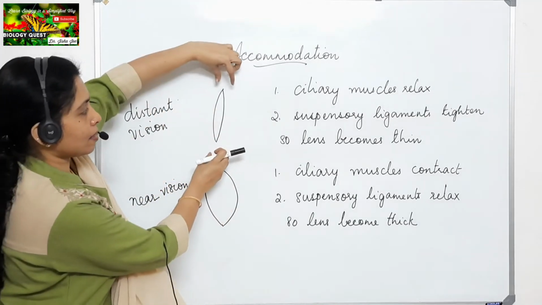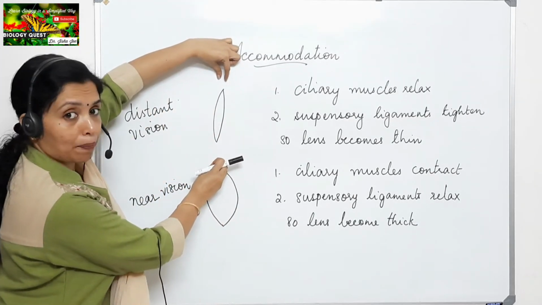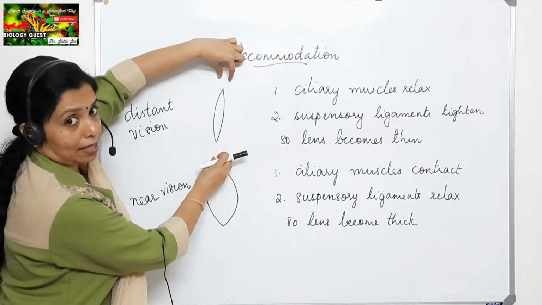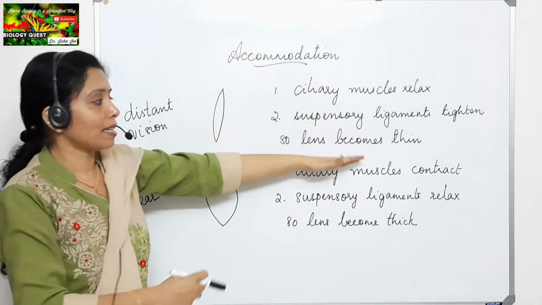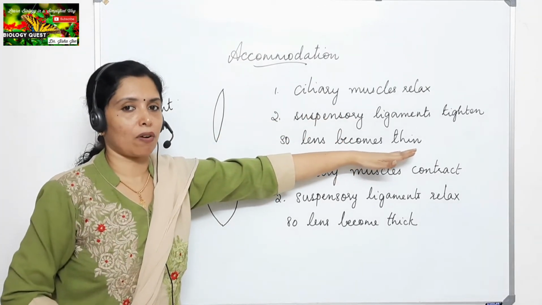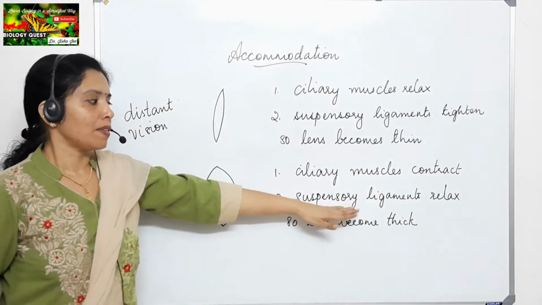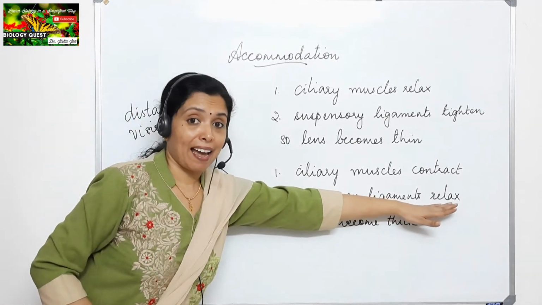Here in this case the suspensory ligaments are tightening up, pulling from both ends, and so the lens is stretched from both ends. That is why it is becoming thin or less convex. Whereas in the second case the suspensory ligaments relax. How?